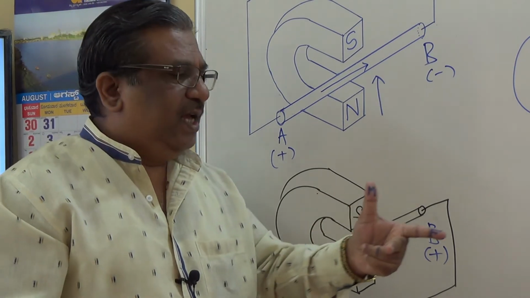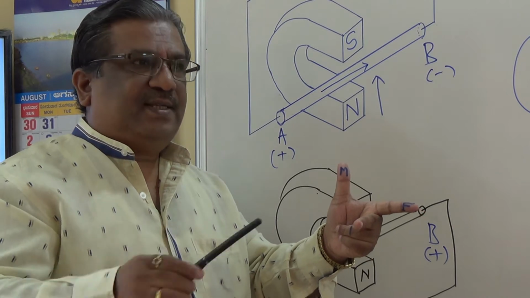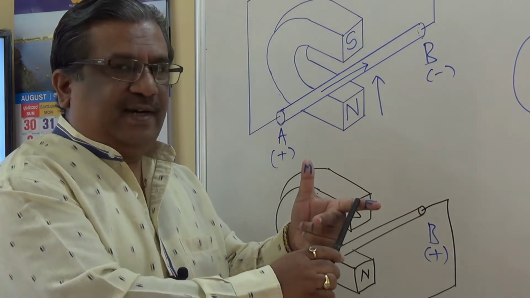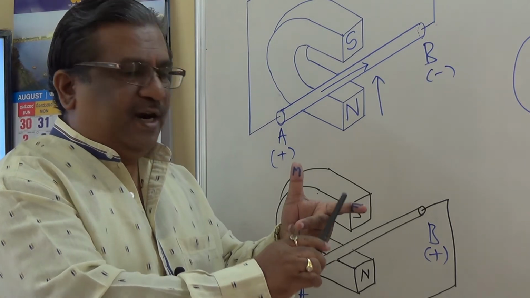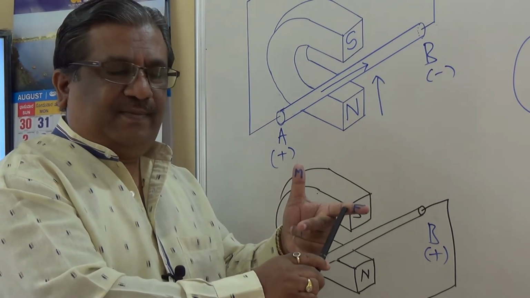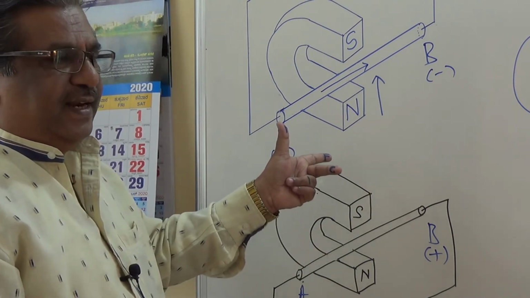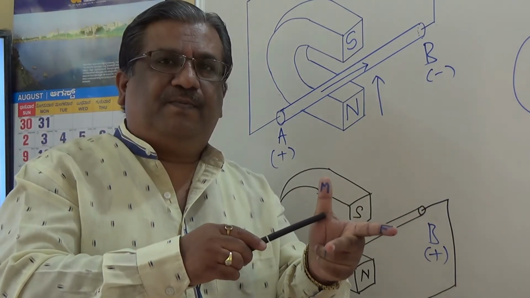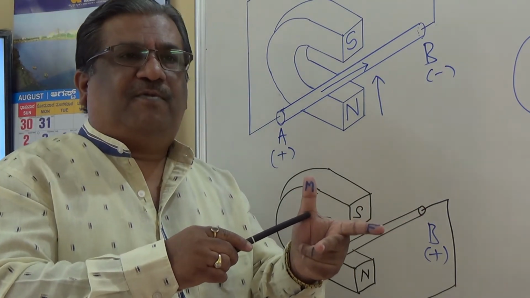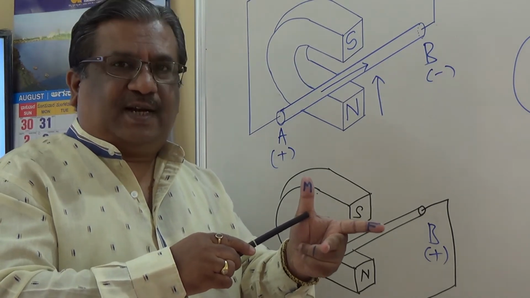Listen carefully. When we stretch our first three fingers mutually perpendicular to each other, such that the index finger is pointed towards the direction of the magnetic field, and the middle finger is pointed towards the direction of the current, in that case the thumb gives you the direction of force experienced by the conductor, and hence the direction of motion of the conductor.